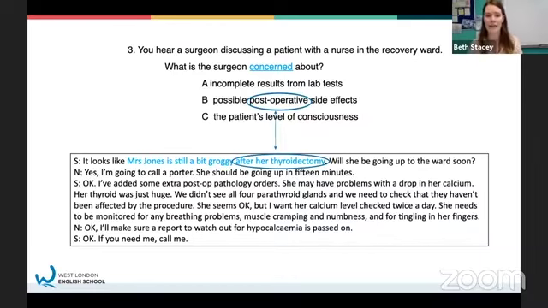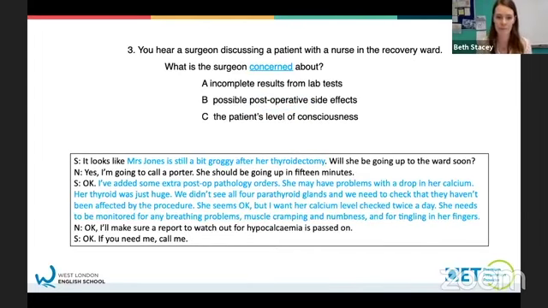And we've got after her thyroidectomy, so we know that this is to do with post-operative. After and post are synonyms, and thyroidectomy is a type of operation. And everything that the surgeon says is related to side effects. As he says, we didn't see all parathyroid glands. He talks about the calcium level that needs checking. She needs to be monitored for breathing problems, muscle cramping and numbness. So this is what he is worried about: her side effects because of the operation, because of the thyroidectomy.